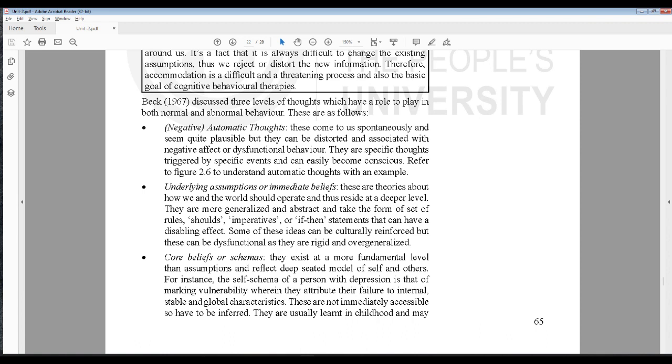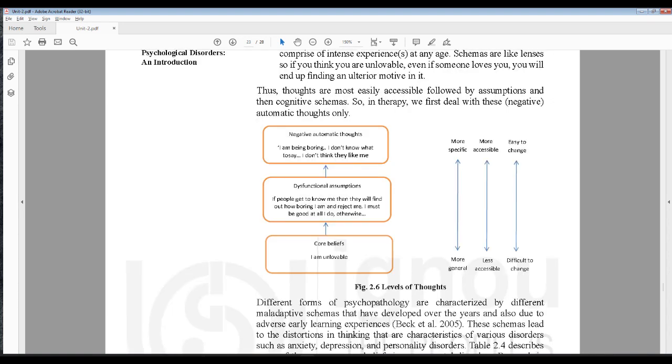Core beliefs or schemas. They exist at a more fundamental level than assumptions and reflect a deep-seated model of self and others. For instance, the self-schema of a person with depression is that of marked vulnerability, wherein they attribute their failure to internal, stable and global characteristics. These are not immediately accessible, so have to be inferred. They are usually learnt in childhood and may comprise intense experiences at any age.